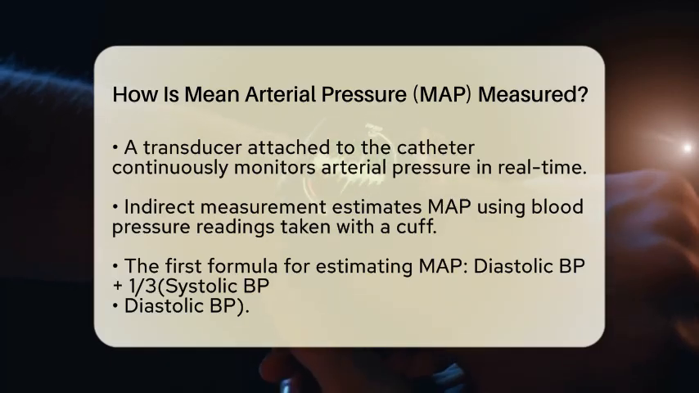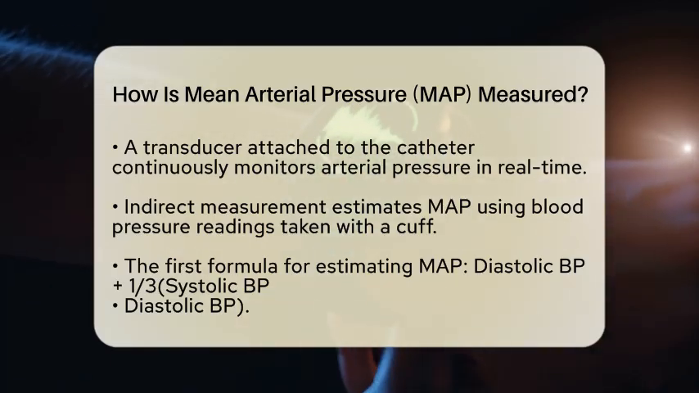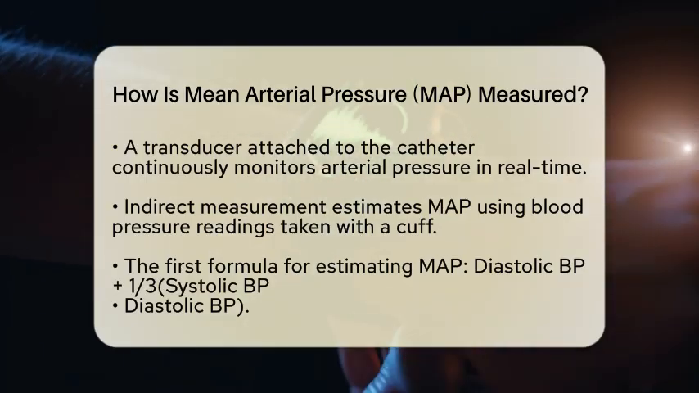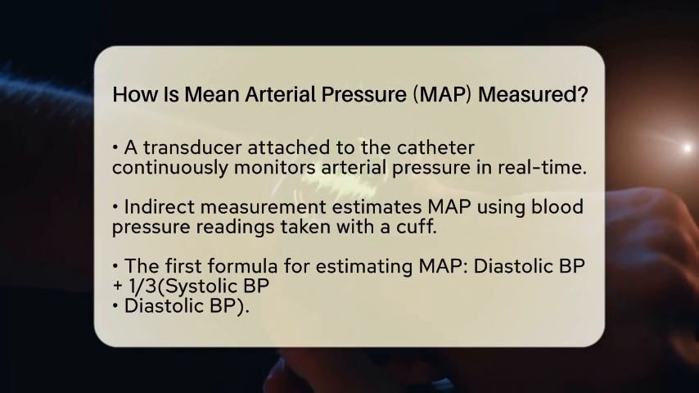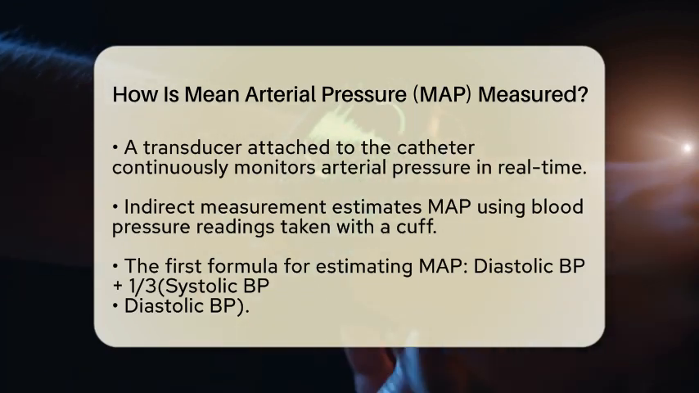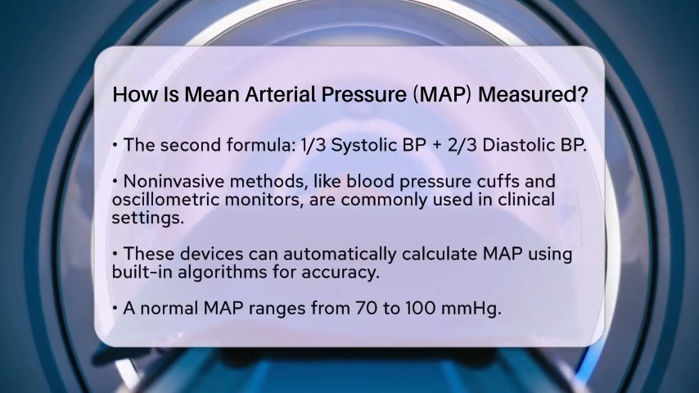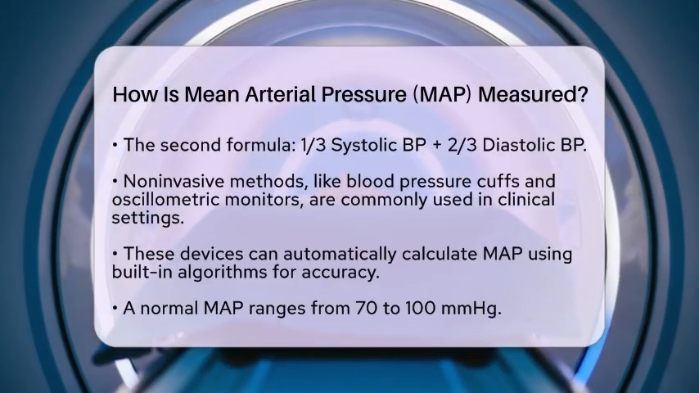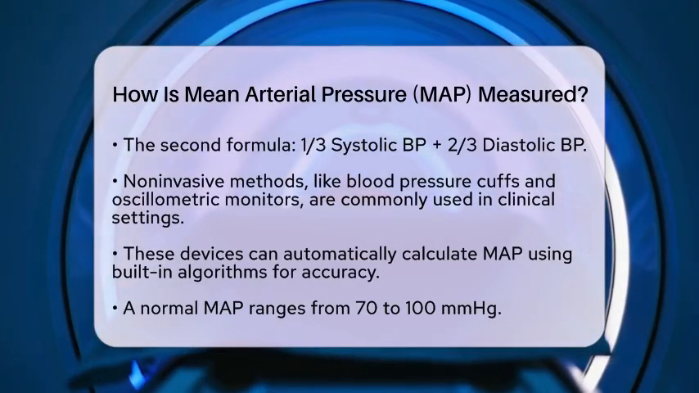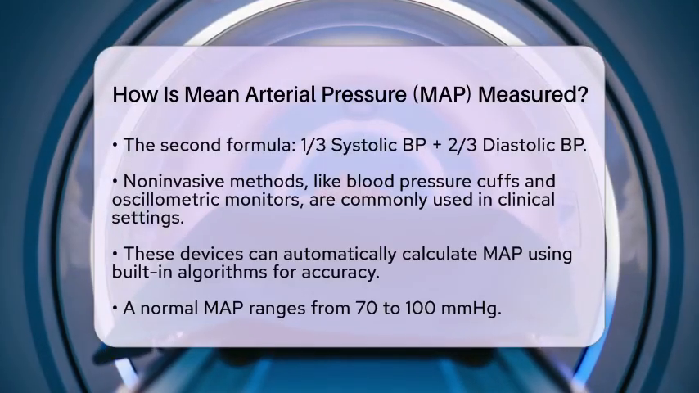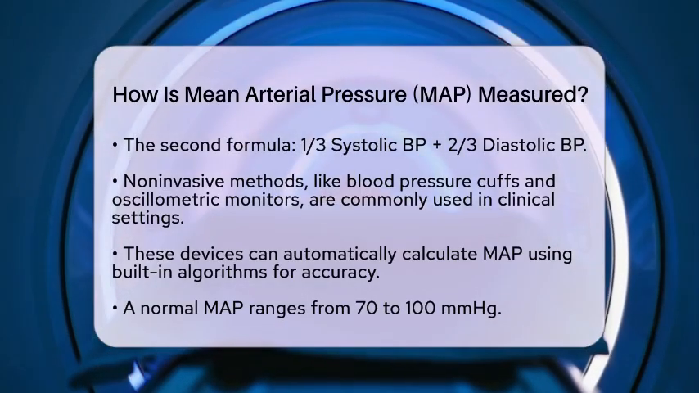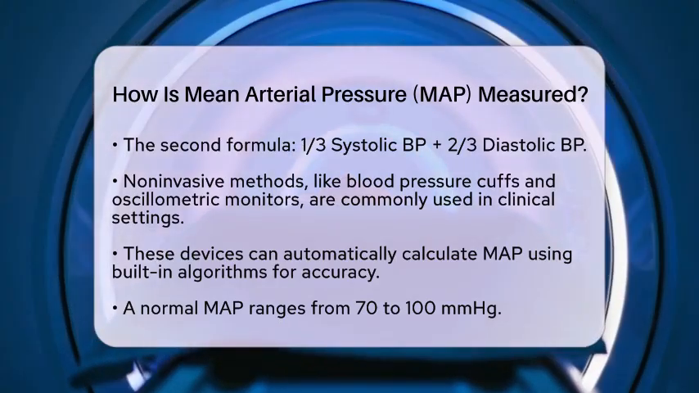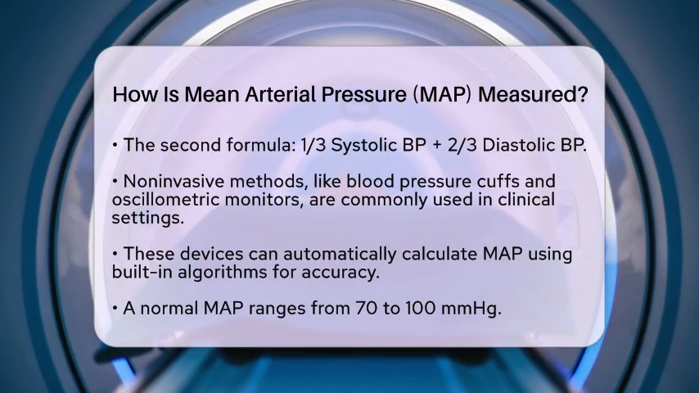Another way to calculate MAP is to take 1/3 of the systolic blood pressure and add 2/3 of the diastolic blood pressure. Both formulas give a close approximation of MAP. In many clinical settings, non-invasive methods are preferred. Devices like blood pressure cuffs or oscillometric blood pressure monitors can automatically calculate MAP using built-in algorithms. These devices are user-friendly and often provide more accurate results than manual calculations, especially for patients with unusual pulse patterns.